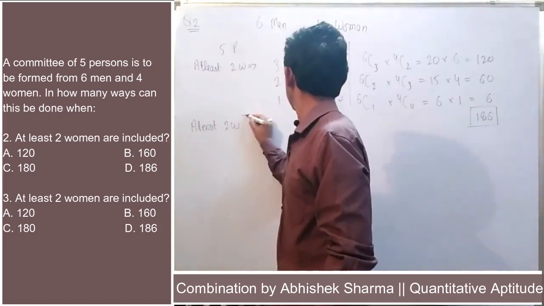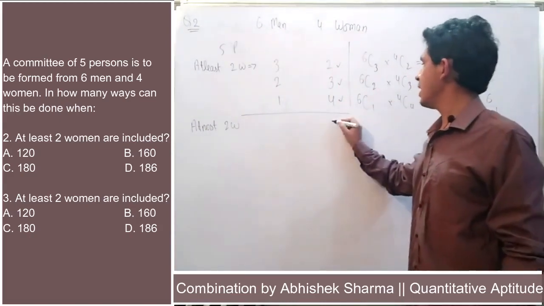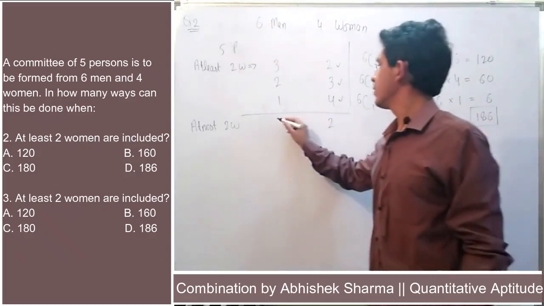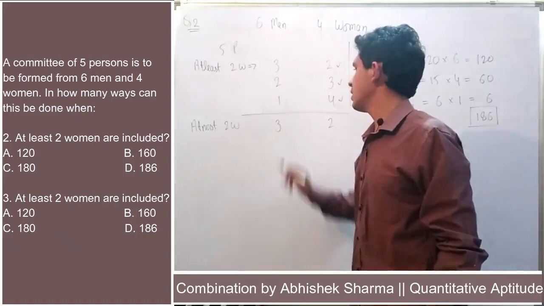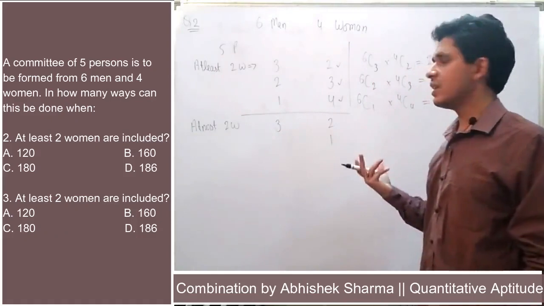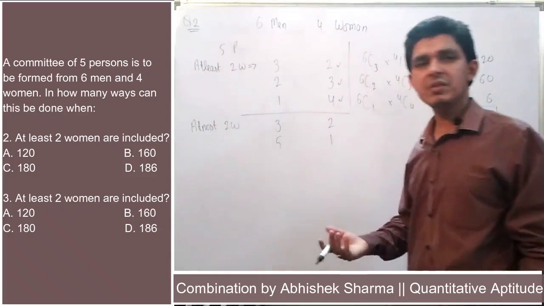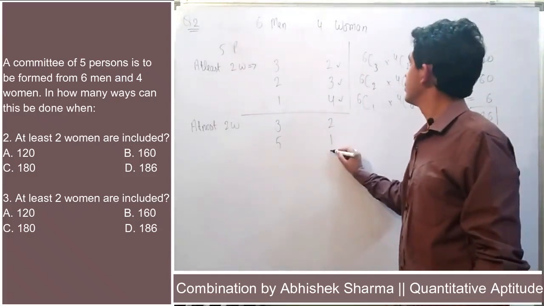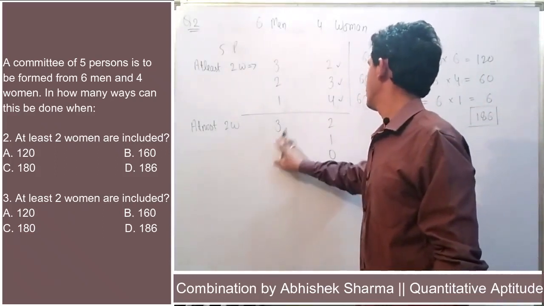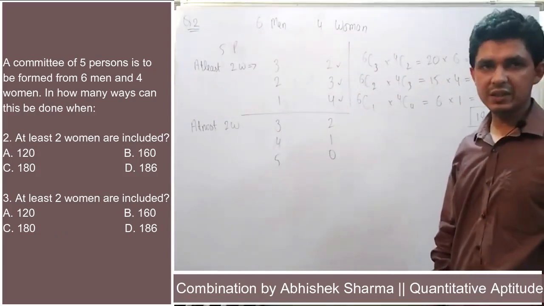Okay, what will change if the question asks that we have to select at most 2 women, right? At most 2 women. So we have to select 2 women. If 2 women have been selected, 3 men can be selected, right? At most, that means 1 woman can be there. If 1 woman is selected, then 4 men can be selected, or if 0 women are selected, then 5 men are to be selected.